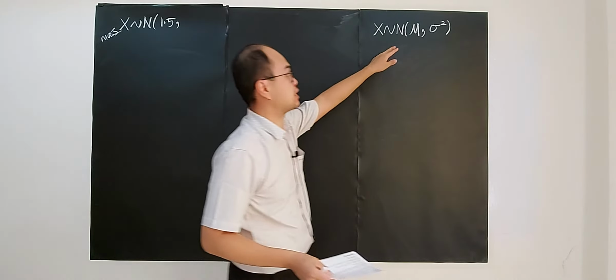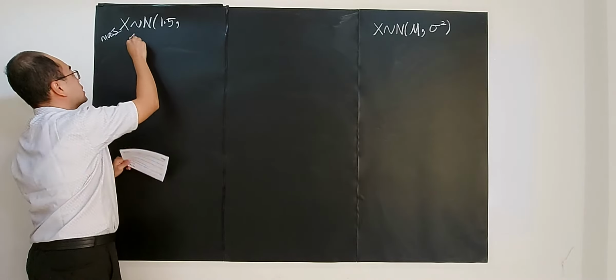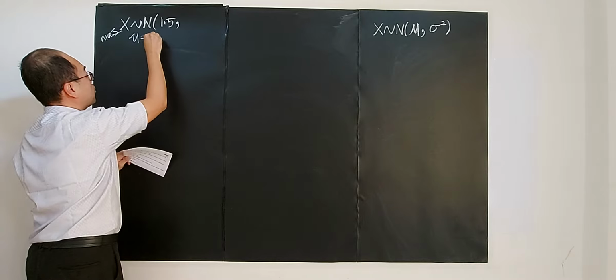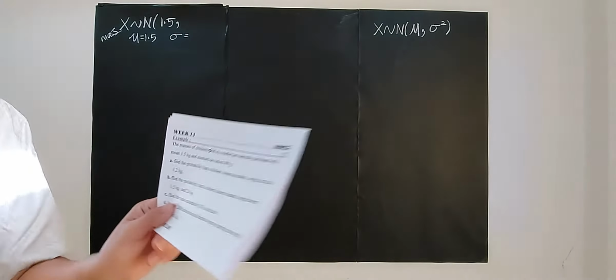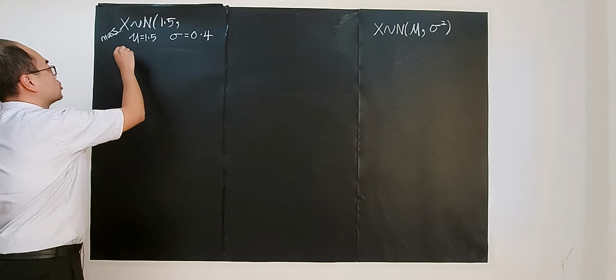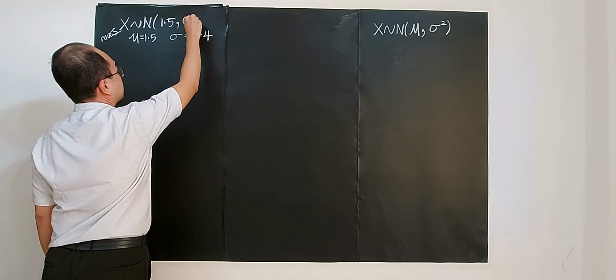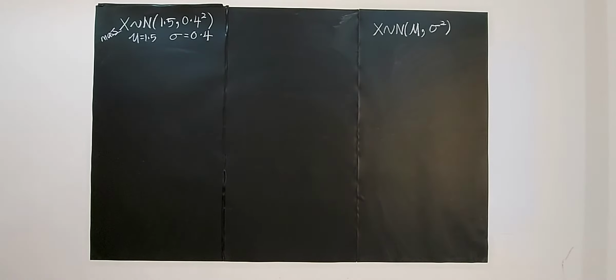Definitely, they must have the same unit. In this case, your mean is 1.5 kg, and your standard deviation is given as 400 gram, which is actually 0.4 kilogram. So you should write the variance here as the standard deviation squared, 0.4 squared. This is the normal distribution for this case.